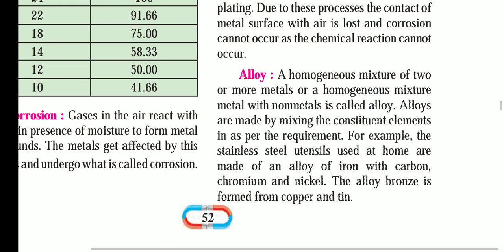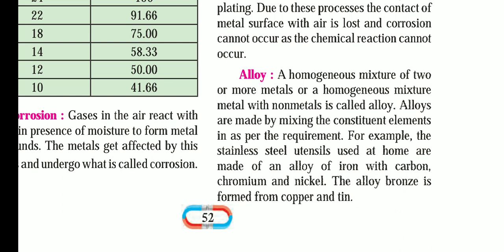Now what is given here? Alloy. An alloy is a homogeneous mixture of two or more metals, or a homogeneous mixture of a metal with a non-metal. Two things are given: a homogeneous mixture of metal and another metal is known as an alloy, or a homogeneous mixture of metal with non-metal can also make an alloy.